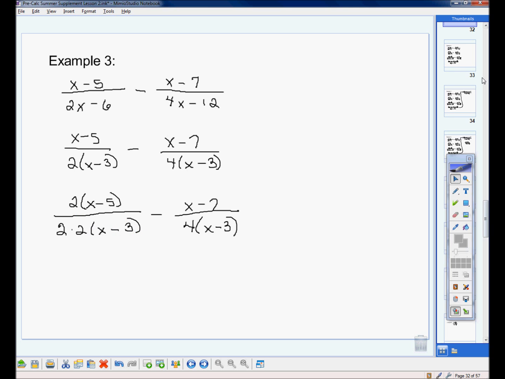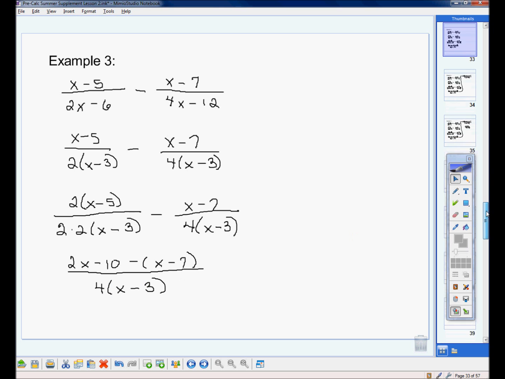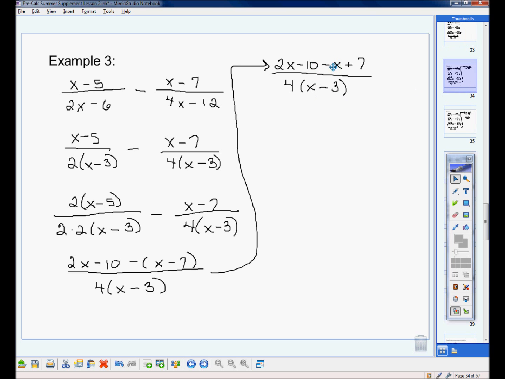So we need to simplify this. So we're going to distribute 2 times x minus 10. Then we're going to do a minus x minus 7. I chose to do parentheses here so that we do not lose any of the negatives or forget to change anything over. And this is still 4 times x minus 3. I'm leaving it in its factored form here, although I did put the 2 and 2 together to get 4. So when we simplify this just a little bit further, this changes to minus x, this changes to plus 7.